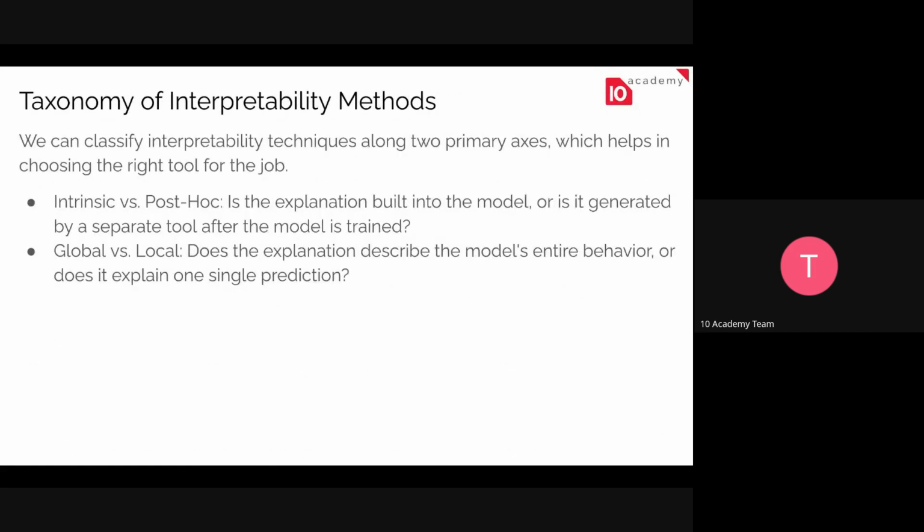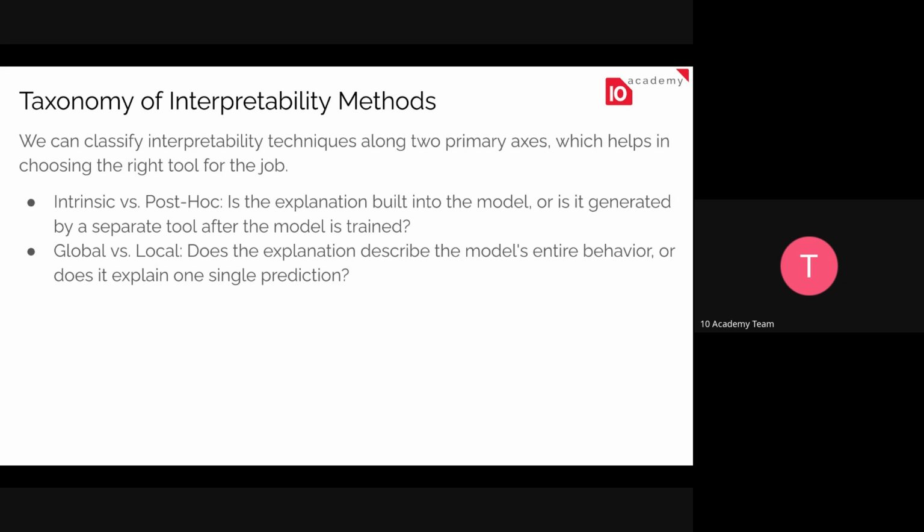So, taxonomy of interpretability models. We're going to look at two primary axes, which will help you choose the right tool for the job: intrinsic versus post hoc, and global versus local. For intrinsic versus post hoc, is the explanation built into the model, so it is a white box rather than a black box, or is it generated by a separate tool after the model is trained?